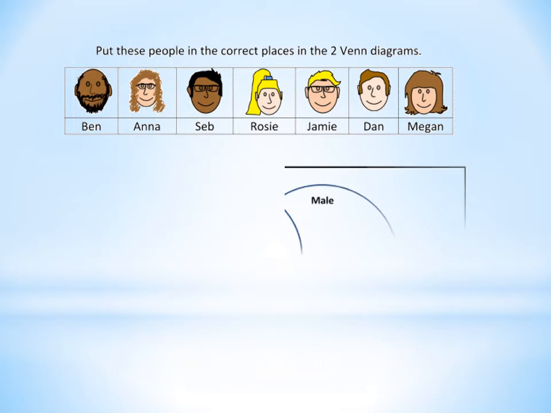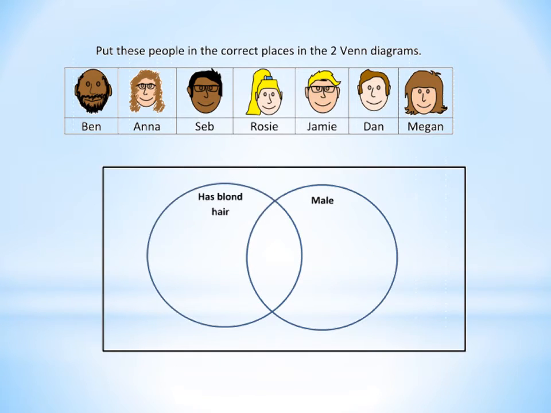Now let's solve the second example. The same people, but the change is in the Venn diagram. Now the two circles are different. The first circle has blonde hair. The second circle is for males.